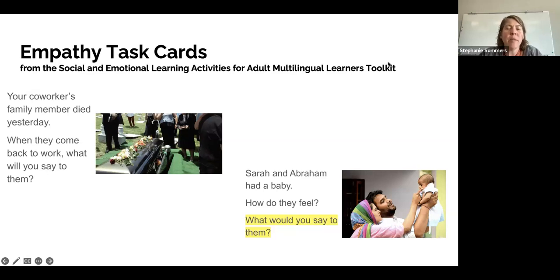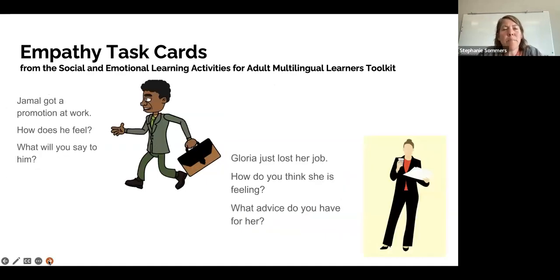Your coworker's family member died yesterday. When they come back to work, what will you say? Sarah and Abraham had a baby. How do they feel? What would you say to them? And there's a little PowerPoint deck that you can access from the toolkit that gives you these images and prompts. There would be no prep. You could just use it in class. Jamal got a promotion. How does he feel? Gloria lost her job. What do you think she is feeling? What advice do you have for her?